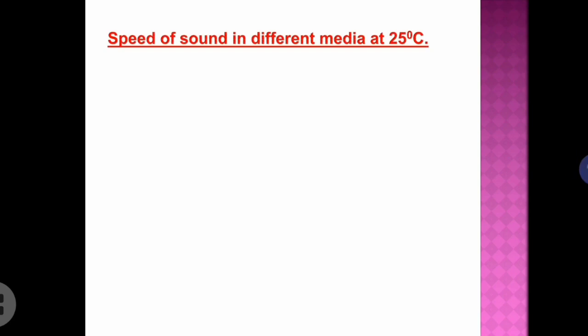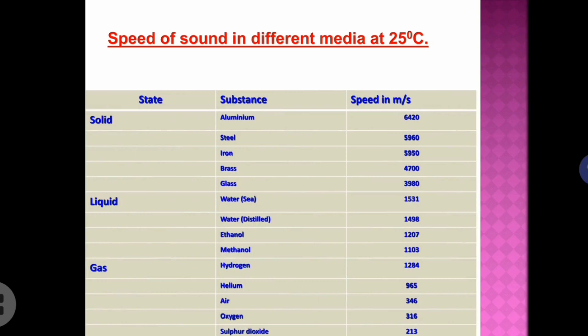So the speed of sound in different media at a particular temperature, there is a table given. As you can see, solids, liquids, gases. This is the speed of sound at 25 degrees Celsius, and the speed is mentioned in meters per second. As we know, sound can travel faster in solids. So at 25 degrees Celsius, as you can read from the table, through aluminium, sound can travel at a speed of 6420 meters per second, while in sea water it is 1531 meters per second only. So as we come from solid to liquid, at the particular temperature, the speed of sound decreases. Again, when we come to gases, the speed of sound decreases further.